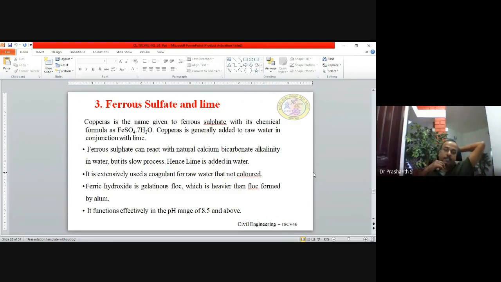Ferric hydroxide is a gelatinous flock, which is heavier than the flock formed by alum. See, this is important. The flocks which are formed with the iron salts are heavier. So heavier means it is easily going to settle down, and it functions effectively in the pH range of 8.5 and above.